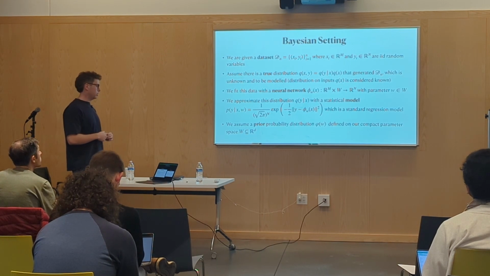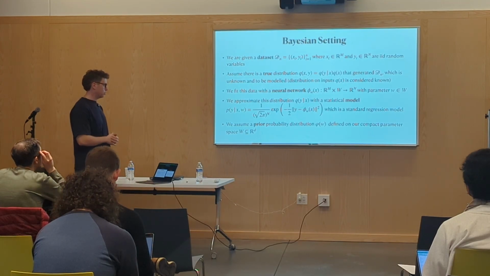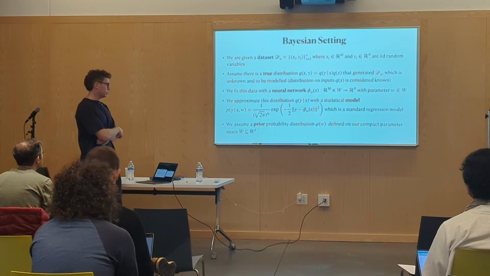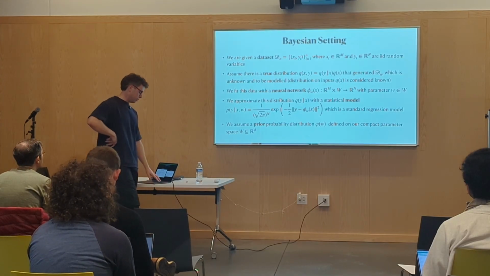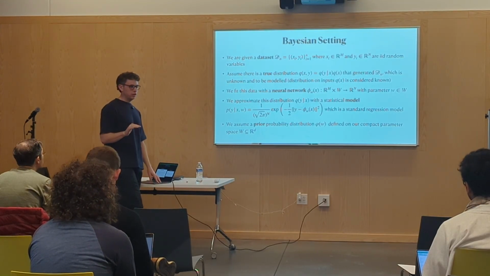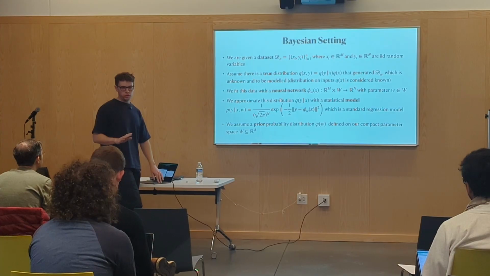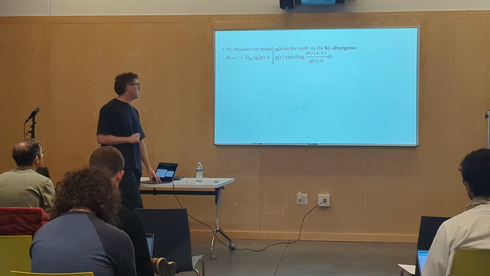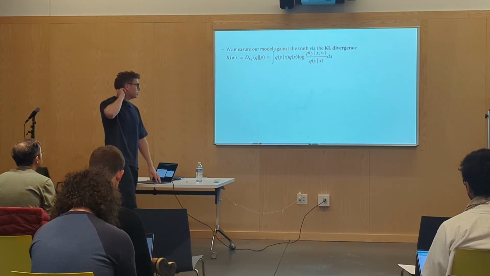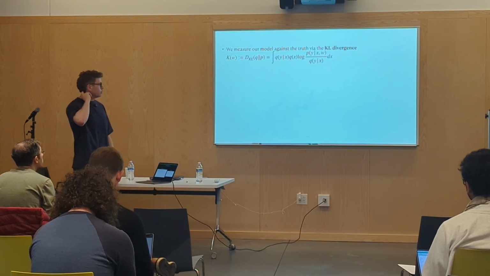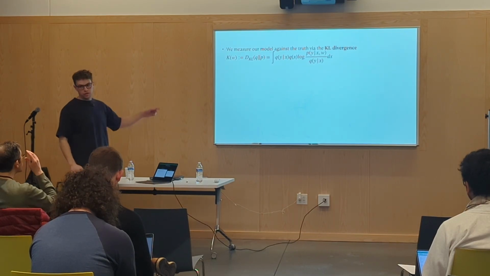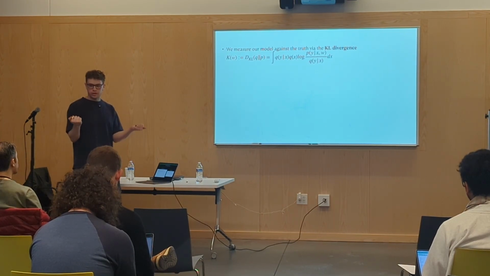And because we need to pick some parameters to start the whole process, we're going to define a prior distribution over our parameter space. And throughout, the parameter space will be compact and finite. So the networks will all be finite dimensional, no infinite width limits here. Okay, so like I just alluded to, we're going to measure how good our model is against the truth via the Kullback-Leibler divergence. So when K(w) equals 0, that means that our model has perfectly matched the true distribution.